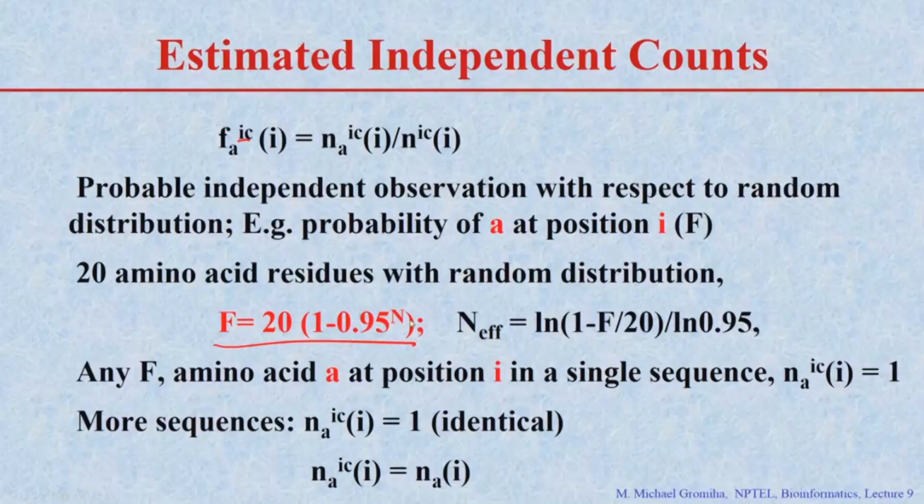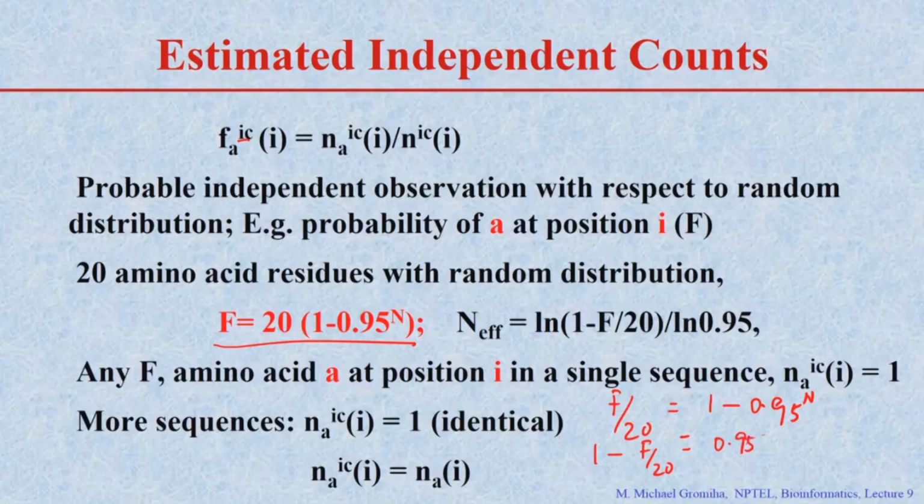So from this you can calculate the effective n. You have the actual values and the random values, and you can fit them with some function, right. In this case you can fit with n as n effective. So use this equation, then change it to get n effective. Move the 20 here, that means f by 20 equals 1 minus 0.95 to the power n. In this case 1 minus f by 20 equals 0.95 power n.